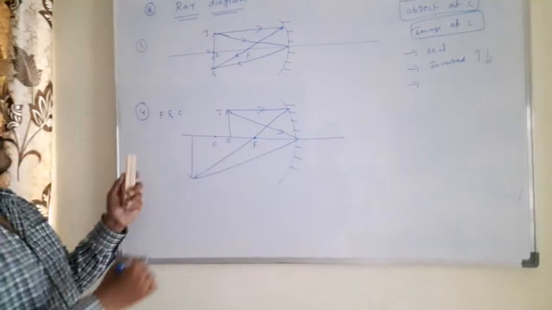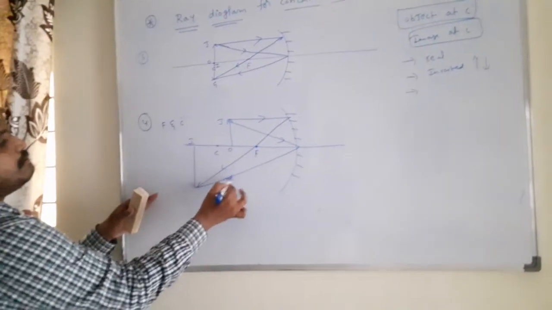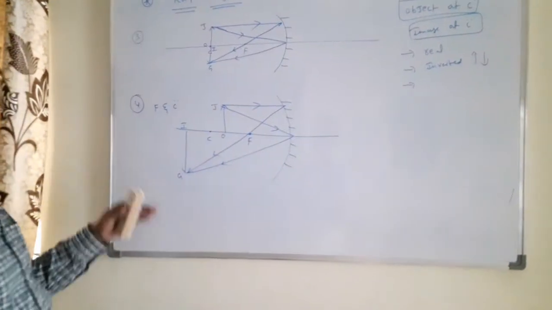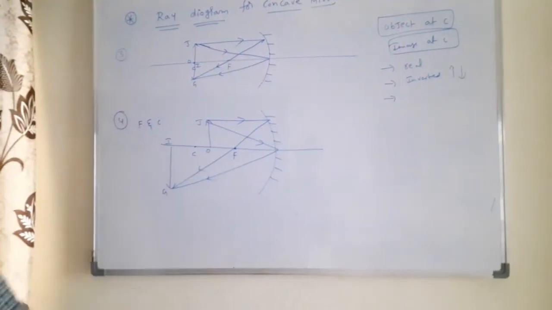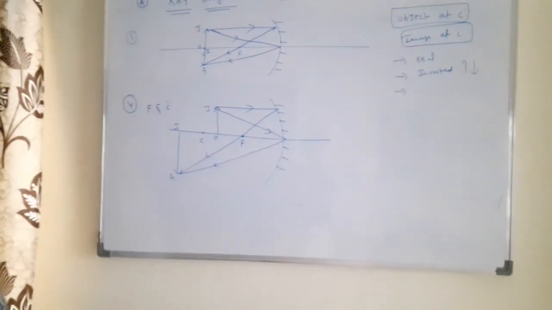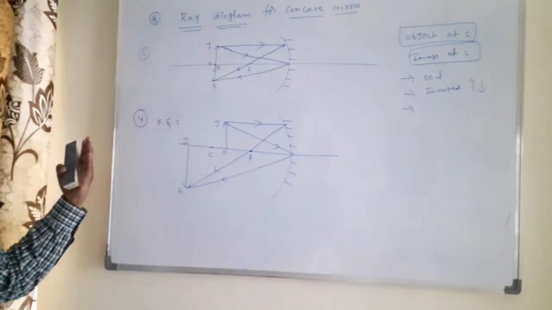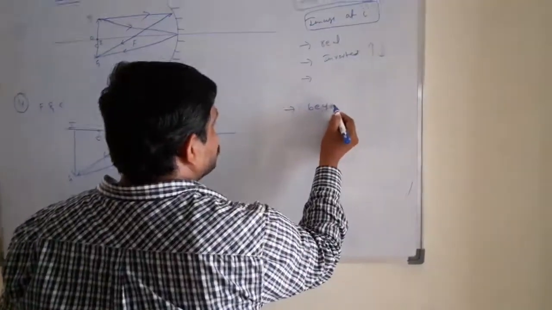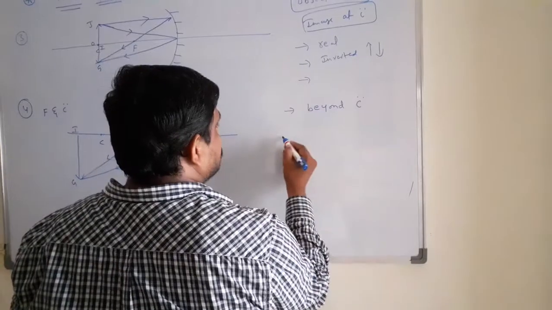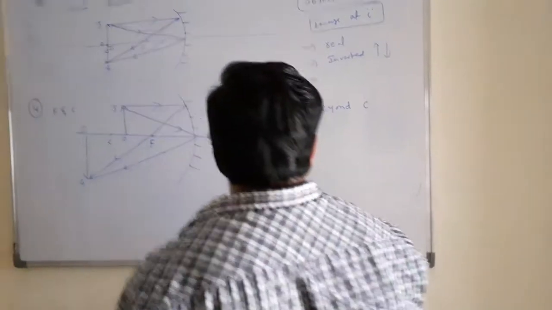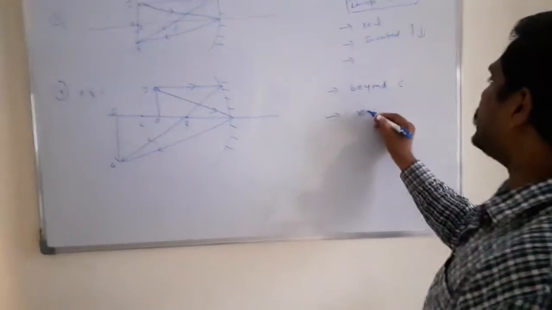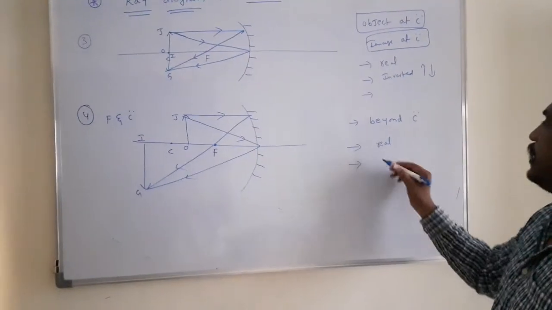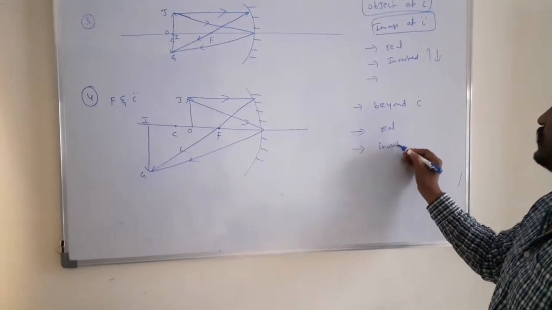The object is placed between C and F. The image is formed here, this is the image. The image is formed beyond C. Image formed beyond C. And this image is also a real image, because all the real rays meet at a single point, and this image is also inverted.